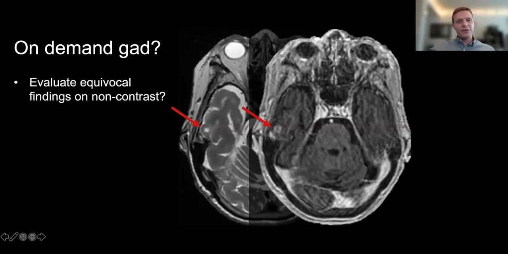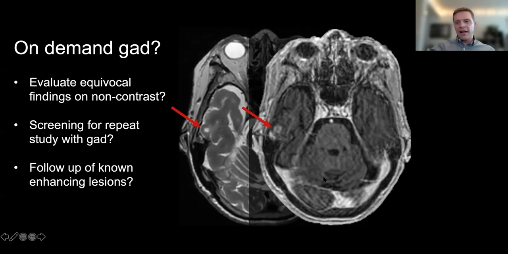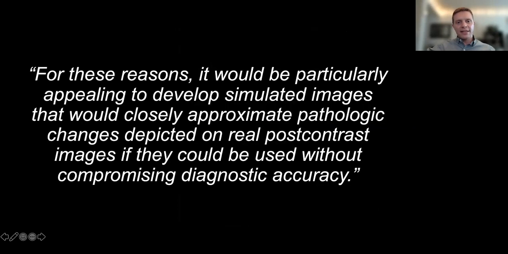So it would be really nice if we could use on-demand free gadolinium contrast from simulated images to evaluate equivocal findings on non-contrast studies, maybe to screen for patients who need to come back and get a repeat study with contrast. And another idea would be to maybe use this type of technology to follow up known enhancing lesions. Patients, for example, who are getting tumor follow-ups for things like meningioma, where they're coming back for multiple studies, maybe we could save them extra doses of contrast. So that's a little bit of the motivation.